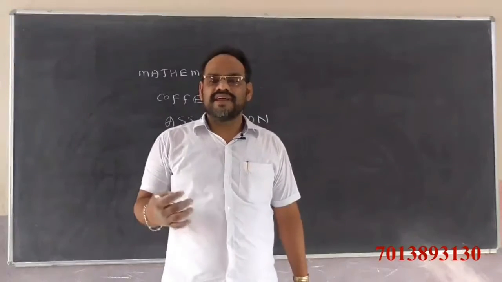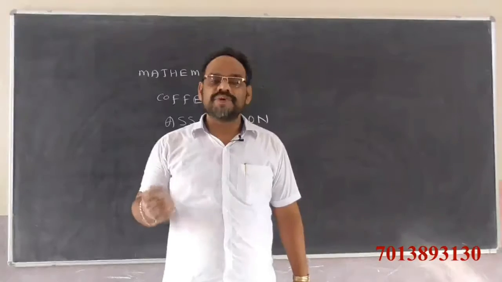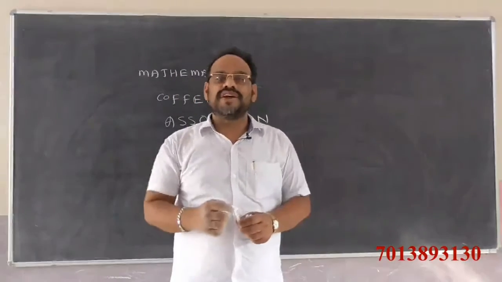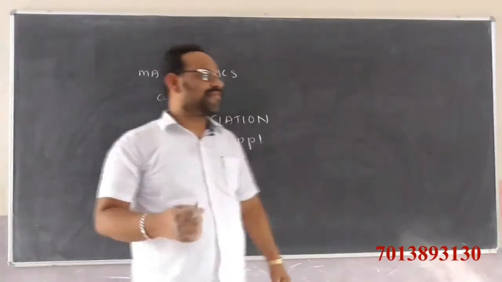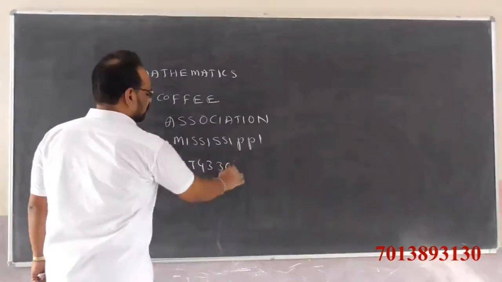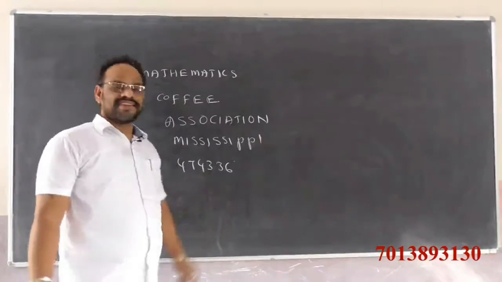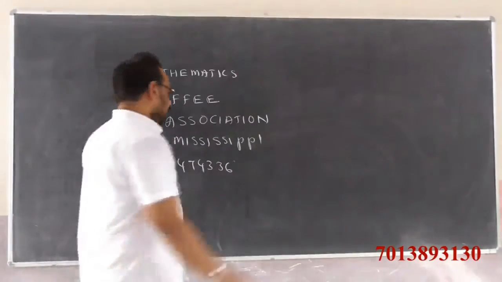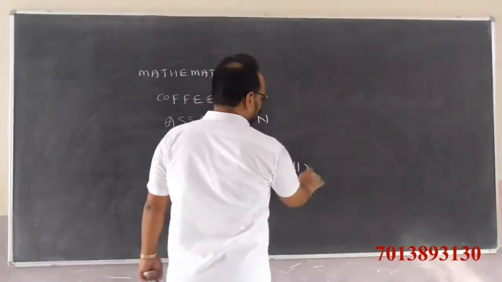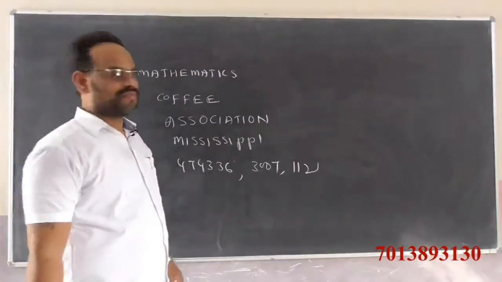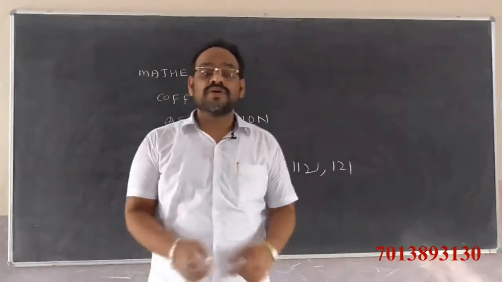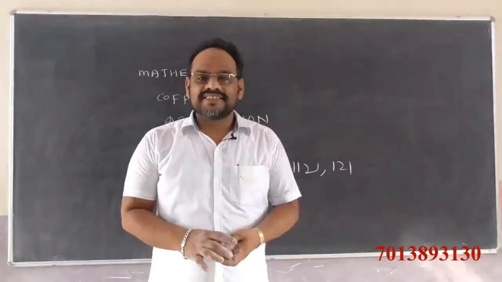Here also E is repeated 2 times. Also many numbers have repeated digits. That is 4 7 4 3 3 6: 4 is repeated 2 times and 3 is repeated 2 times. And 3007, here 0 is repeated 2 times. 112, here 1 is repeated 2 times. Or 121, here also 1 is repeated 2 times.